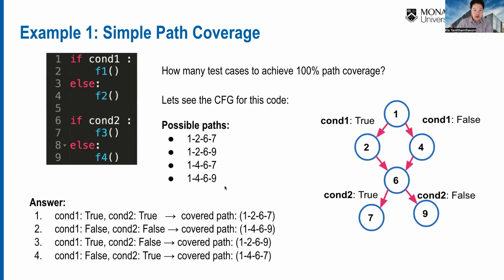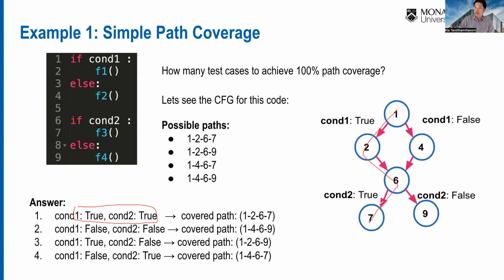Okay, so to do that, we need to have the conditions 1 and 2 as true-true, false-false, false-true, false-false, true, that kind of thing. Does it make sense here? If we have only one test case, true and true, then it's going to be 1, 2, 6, 7 like this, right?